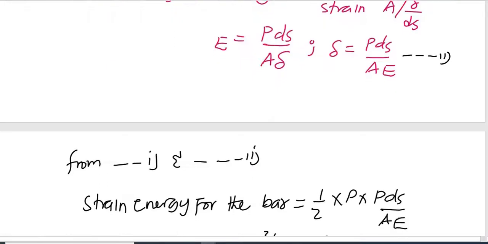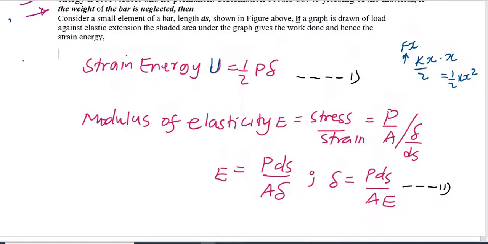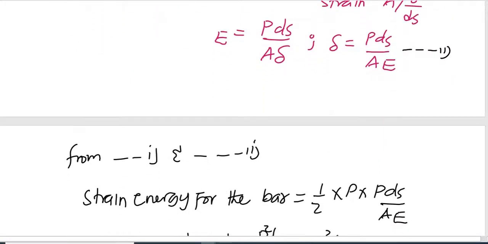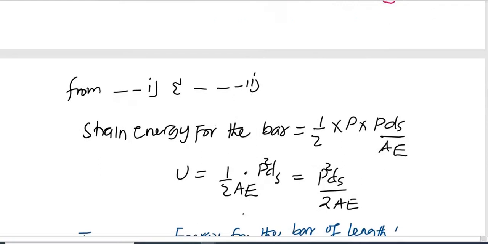Now that is equation 2. We have also equation 1. Equation 1 is U equals half P times δ. Then equation 2 says δ is equal to P δs over AE.